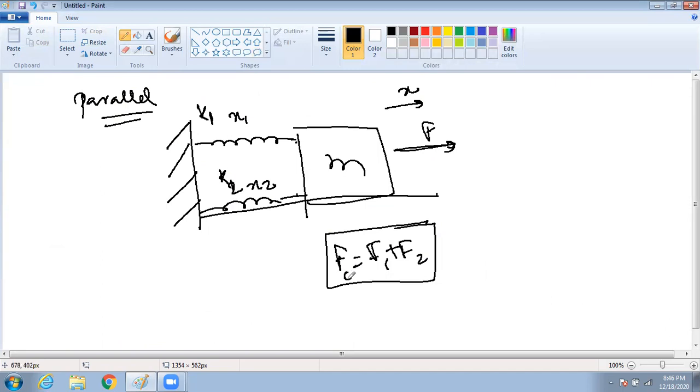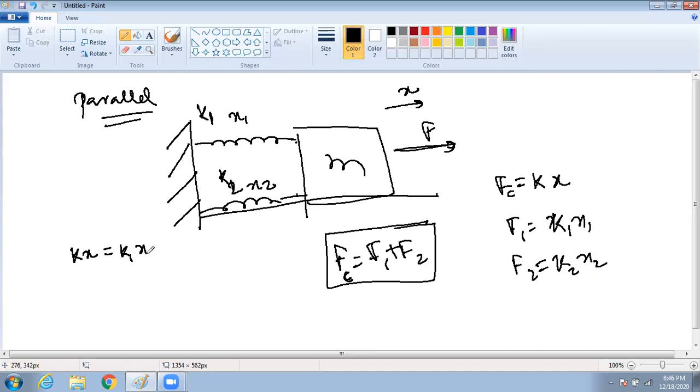This is the combination Kc. So what will be Kc? F is Kc X. F1 will be K1 X1, F2 will be K2 X2. So we'll put down Kc X equal to K1 X1 plus K2 X2. Sorry, did I make any mistake? Yeah, that's correct. Now see, this extension is the same actually.